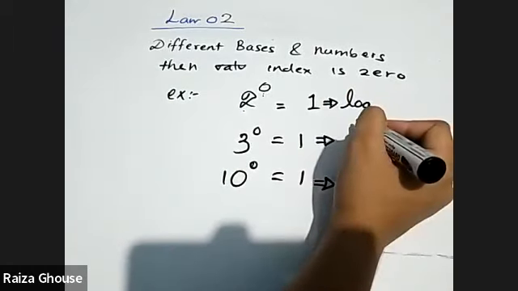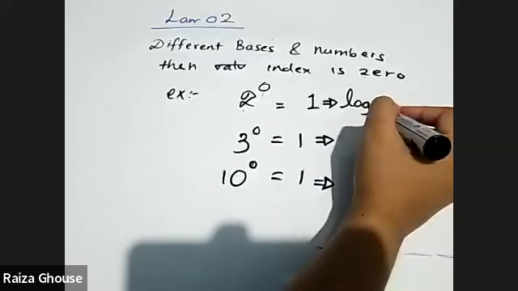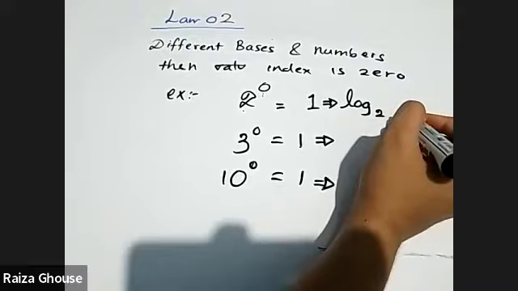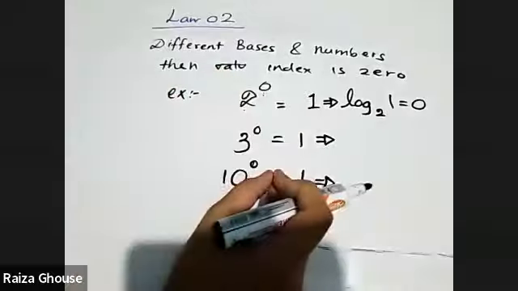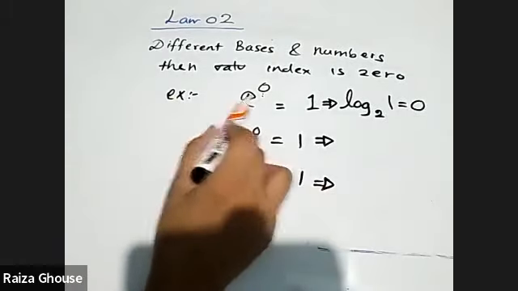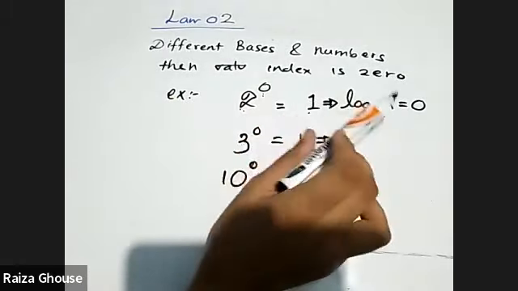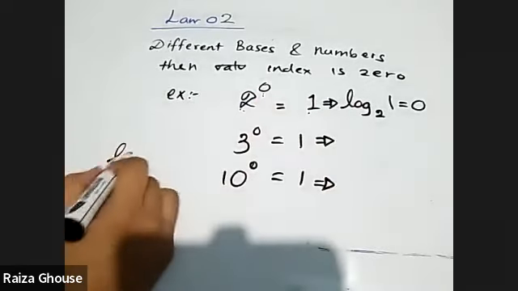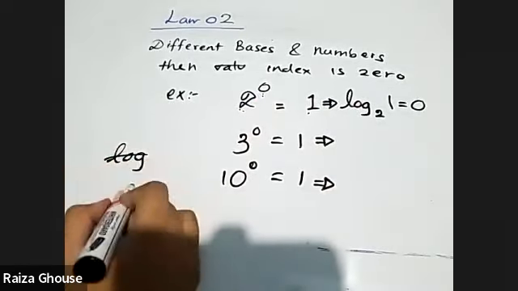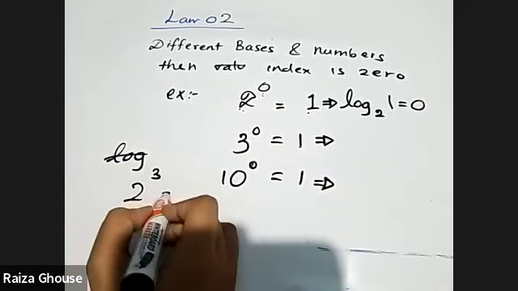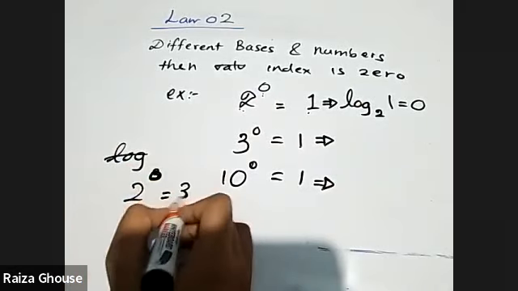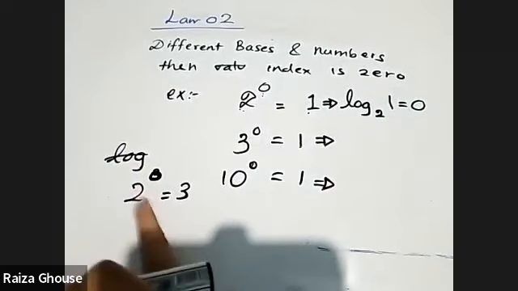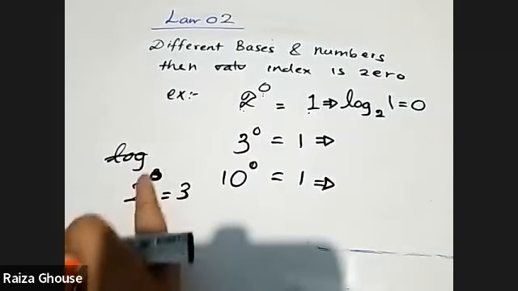Log base 2, tell me log base 2 of 1 equals 0. What does it mean? If you have a different base and a value, your index will be 0. So it's not always like if I take separately something like this, 2 to the power 0 equal 3. We can't write like this. Can you see? We can't write like this.